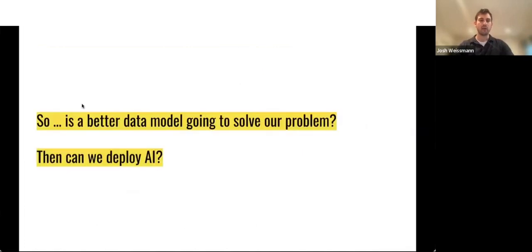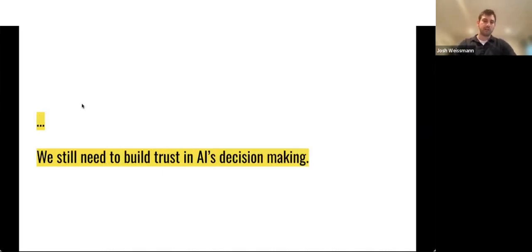Okay, so that's just one anecdote though, but the question that it leads us to is, well, is a better data model going to solve our problems? Then can we deploy AI? What if we had a better data model? Would operational use cases of AI be more relevant? Well, probably not. We still need to build trust in the decision-making of AI itself.